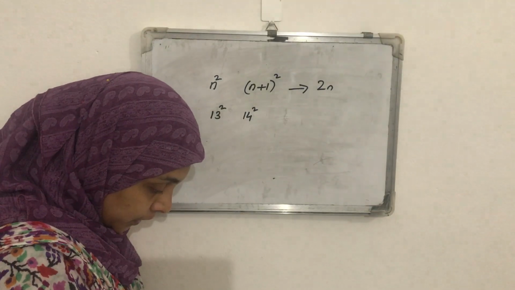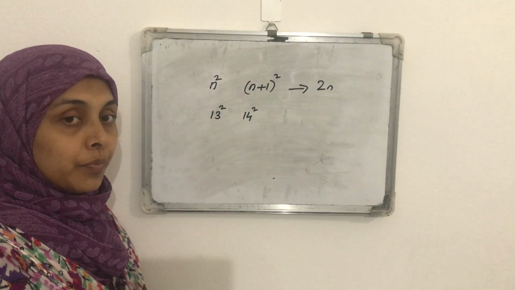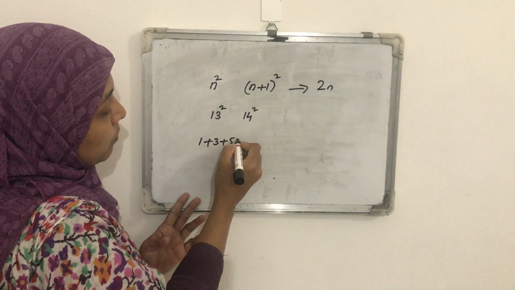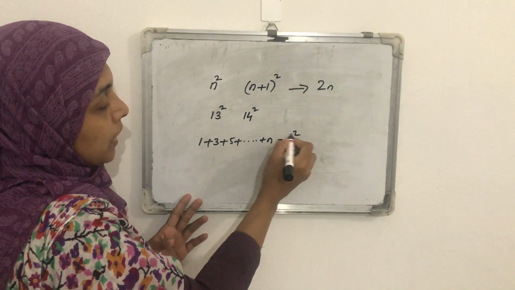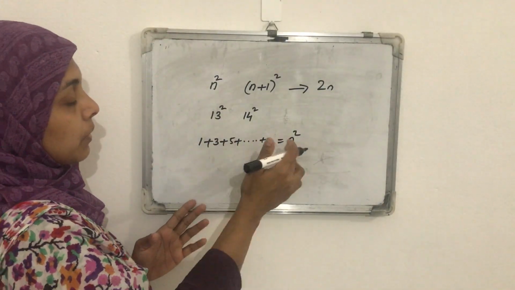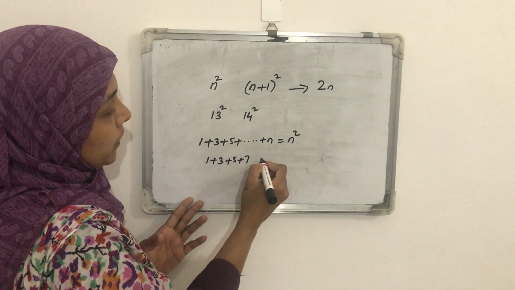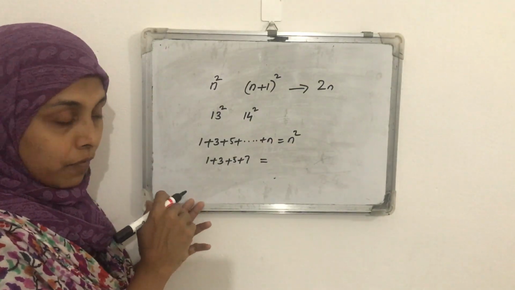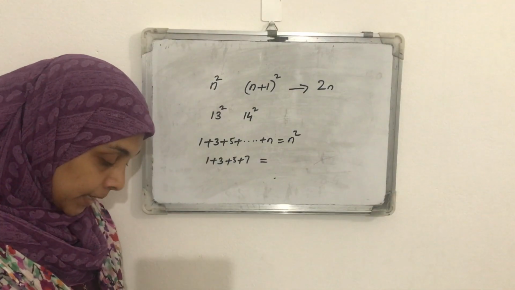Another property we discussed: the sum of the first n odd numbers is equal to n square. 1 plus 3 plus 5 plus, and so on, up to n terms. What is its answer? It will be n square. If you add that many odd numbers, the answer will be its square. Suppose 1 plus 3 plus 5 plus 7. How many numbers did we add? 1, 2, 3, 4. Four odd numbers, so it will be 16, like that.